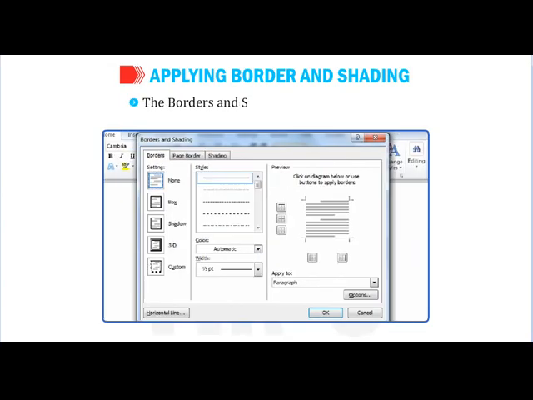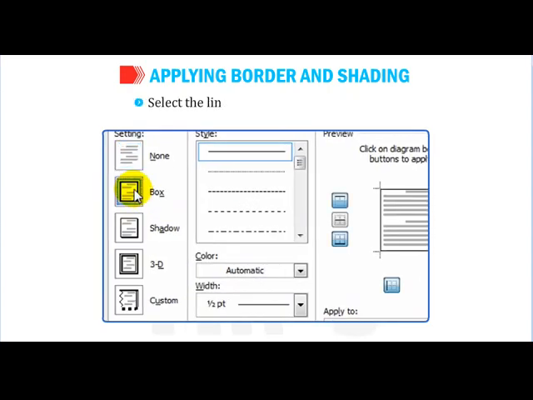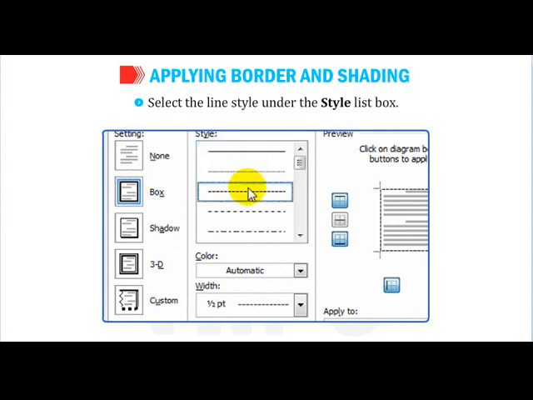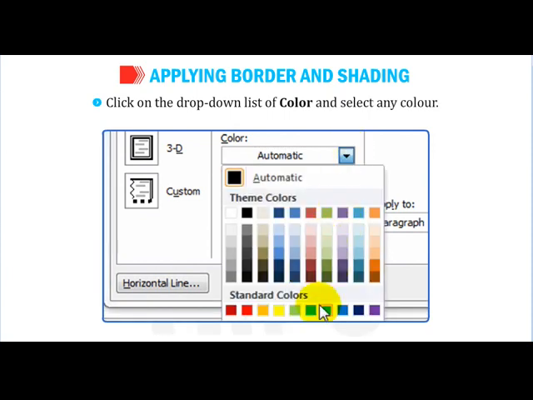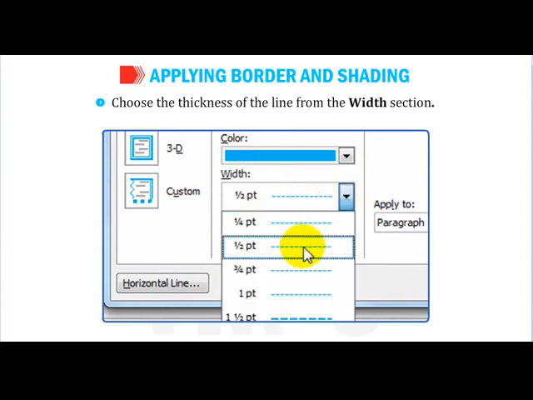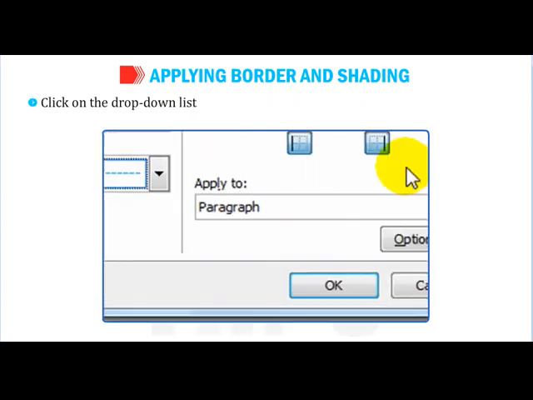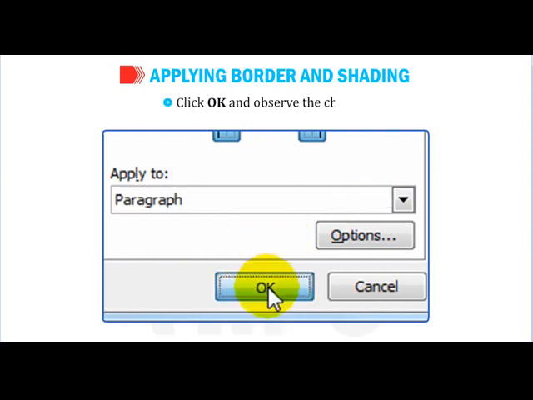The Borders and Shading dialog box appears as shown in the figures. Now set the border style. Choose the Box option under the Settings section. Select the line style under the Style list box. Click on the drop-down list of color and select any color. Choose the thickness of the line from the Width section. Click on the drop-down list of Apply to section and select the Paragraph option. Click OK and observe the change.